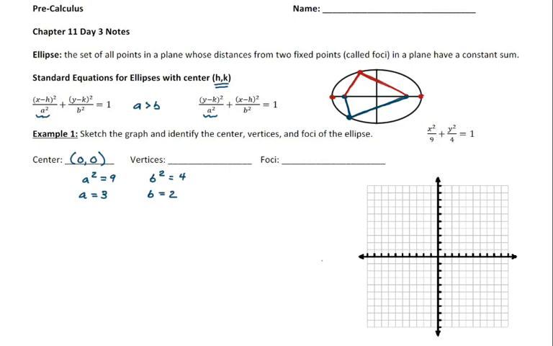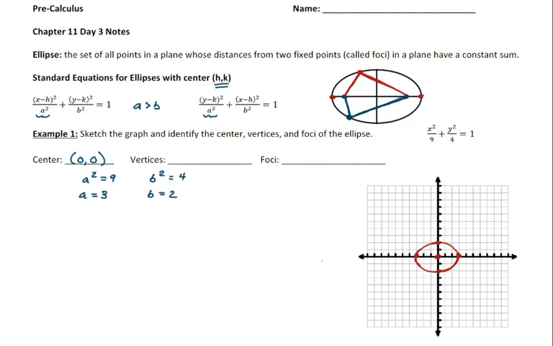So what that means for my graph is if I graph my center, then my a value will be the distance I go left or right of center, because in this case a is underneath my x variable. So I'm going to go left and right 3, and then I'm going to go up and down from center 2, and that's my b value. So I can sketch my ellipse here. The only thing I need to do then is identify the vertices, and then I will have to find and plot the foci of this ellipse.